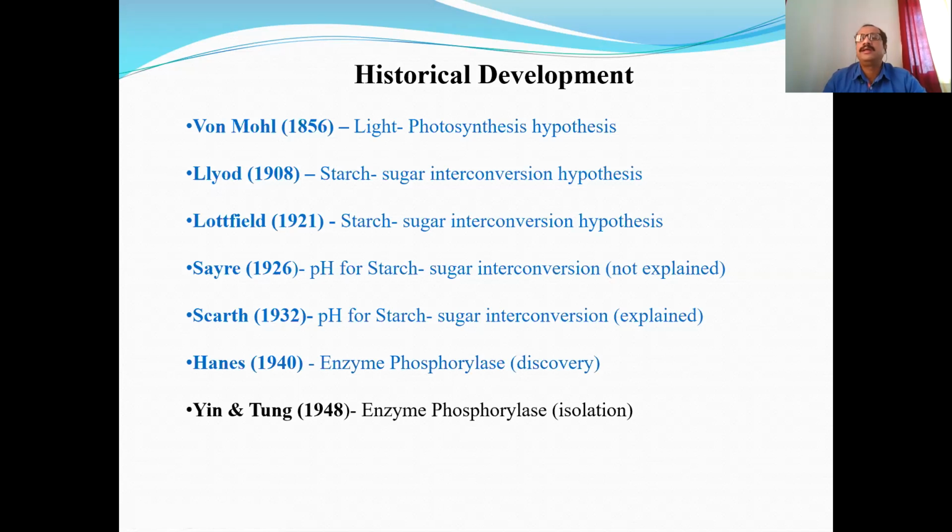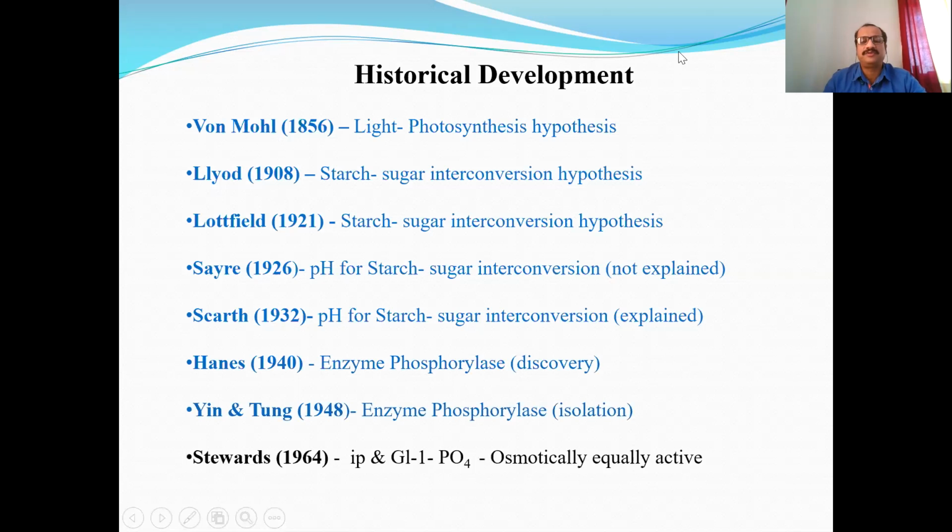And after 1948, in 1964, Stewart proposed his famous hypothesis, according to which inorganic phosphate and glucose 1-phosphate are osmotically equally active. We are going to discuss this, but at this stage, just remember that if the osmotic concentration of inorganic phosphate is 10 units, then glucose 1-phosphate also has 10 units of osmotic concentration. So together, their osmotic concentration becomes 20 units. For convenience, if inorganic phosphate is 10, glucose 1-phosphate will also be 10. If it is 20, it will be 20, so that the total will be 40 units. So inorganic phosphate and glucose 1-phosphate are osmotically equally active.